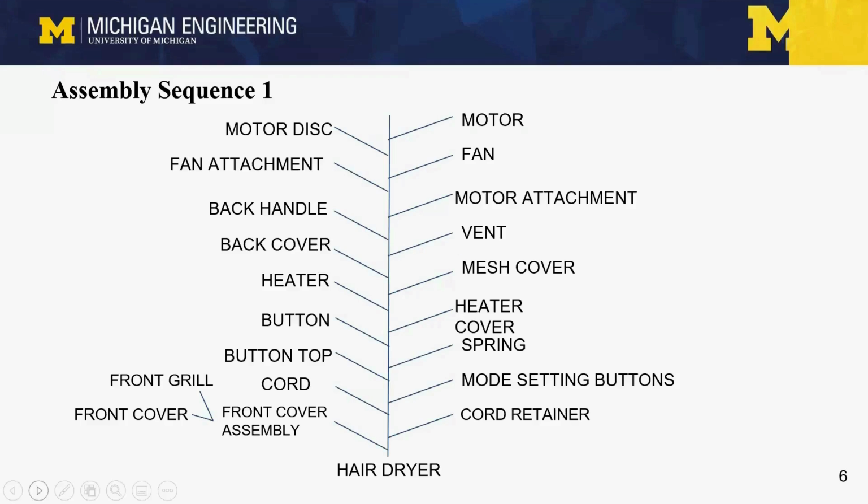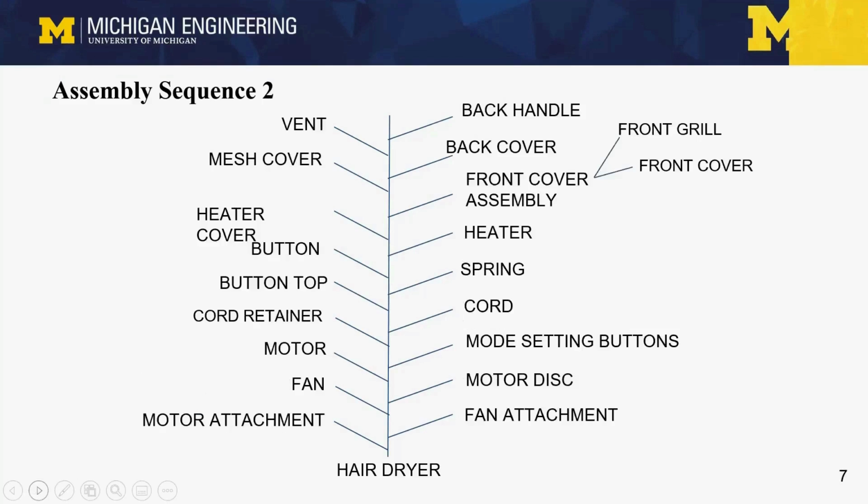This shows a fishbone assembly diagram of the hairdryer. This first assembly sequence illustrates that our hairdryer is assembled from the front to the back. At the back, we have the fan and the motor. The second assembly sequence, on the other hand, shows our hairdryer is assembled from the back, starting from the motor and fan, before closing it out with the back cover, the vent, and the back handle.